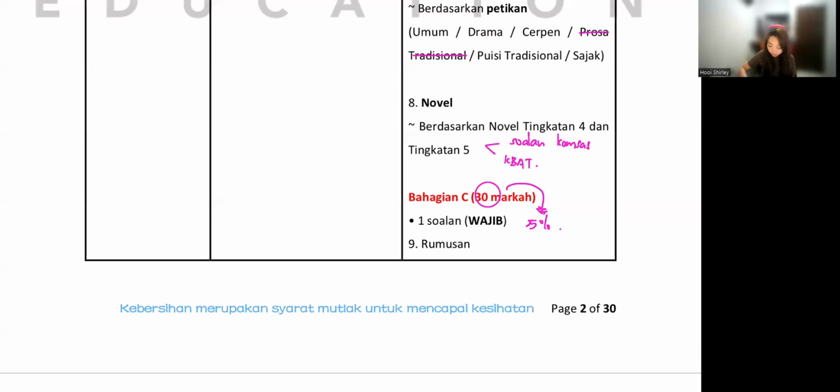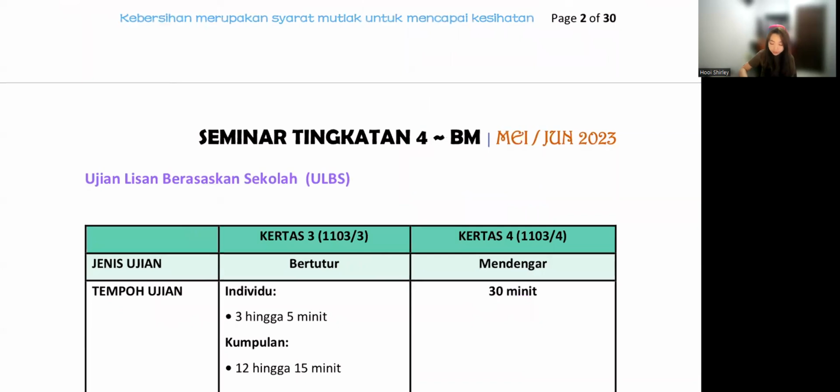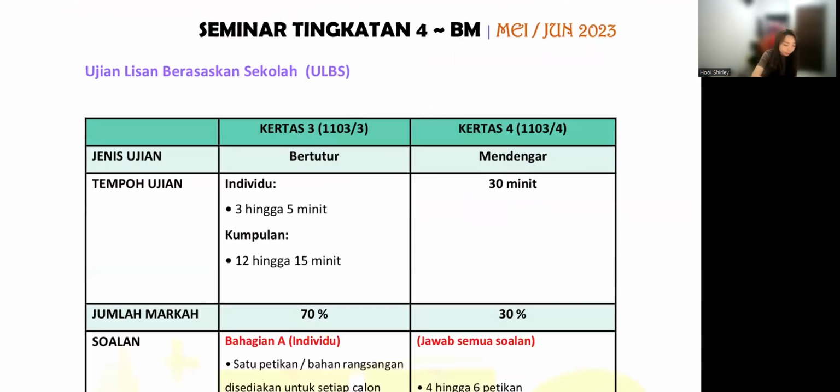Okay, then we look at the next one. The next one is the lisan. I can give you a brief introduction for the lisan. Lisan will have 2 parts. One is a speaking test, the other one is the listening test. Listening test is where they will broadcast videos or radios, and then you just listen and do it. As for bertutur, which means speaking, they will have 2 individual ones and a group one.